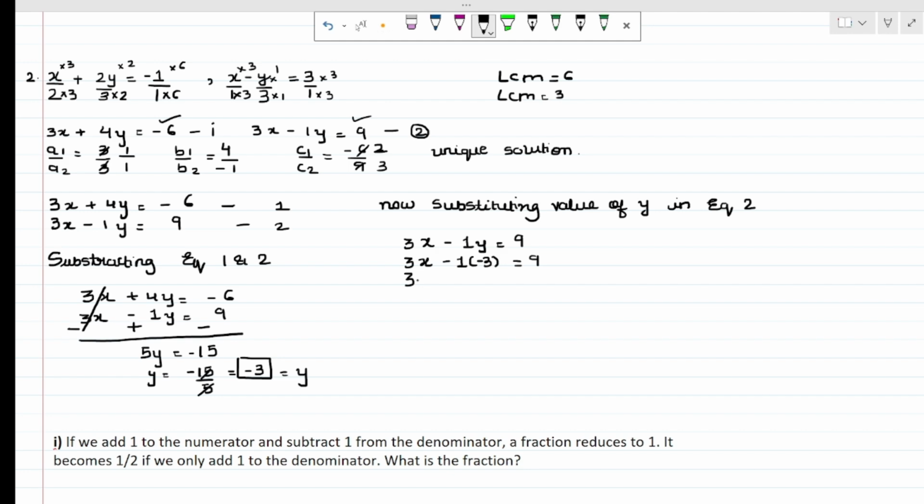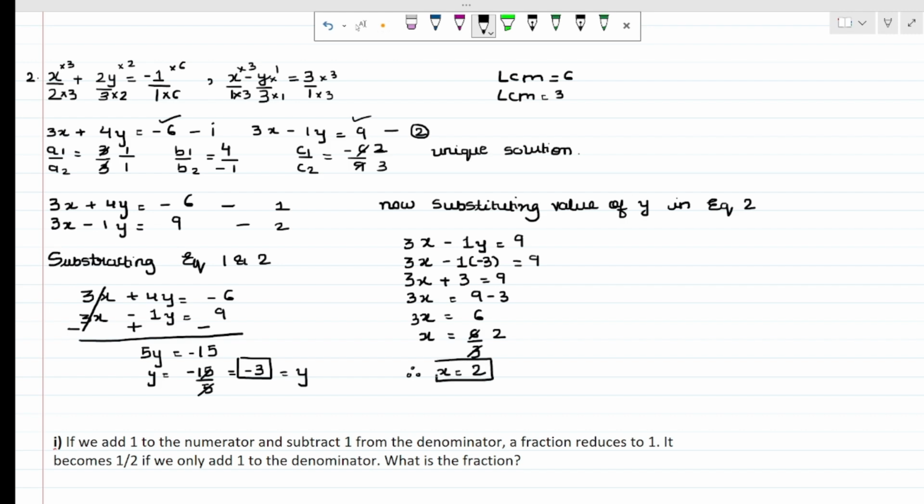Now 3x minus minus, it becomes plus 3 equals 9. Positive 3 shifts over there, what you will get? 3x equals 9 minus 3. So 3x will equal 6. 9 minus 3 gives me 6. Now 3 is in multiplication. 3 goes in the denominator. That means it is getting divided. 3 twos are 6. That means therefore x equals 2.